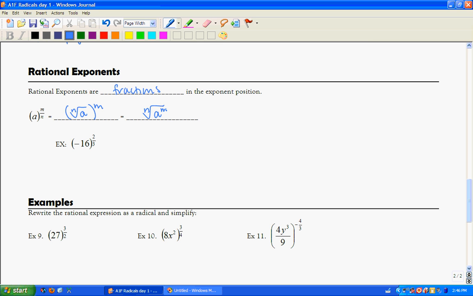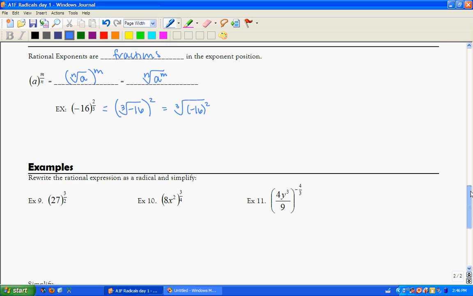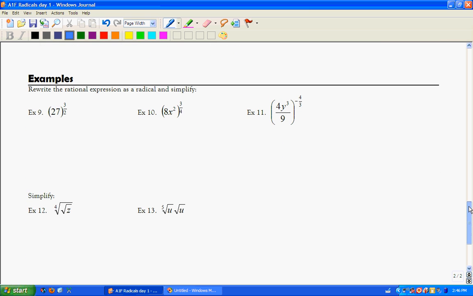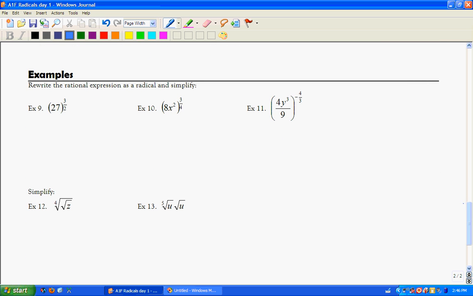So if we have negative 16 to the 2/3, we could rewrite that as the cube root of negative 16, all of that squared. Or we could rewrite it as the cube root of negative 16 squared. Again, we could simplify this, but just to show you the properties of rational exponents, we can leave it like this and maybe simplify it in class. So for your examples down here, these ones we do ask you to simplify.